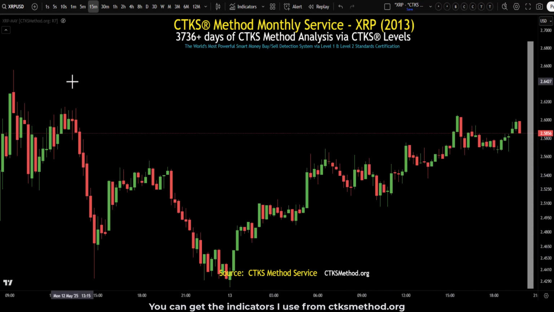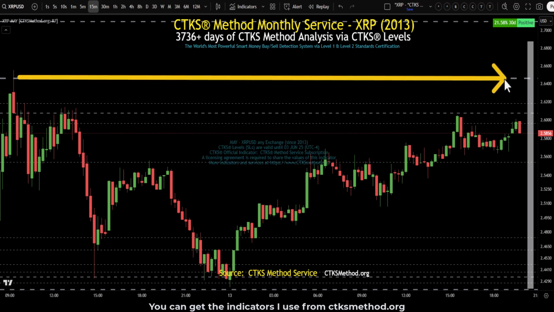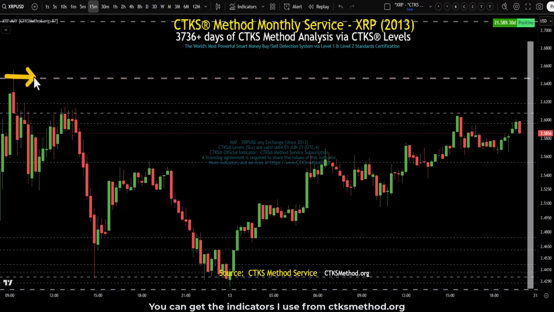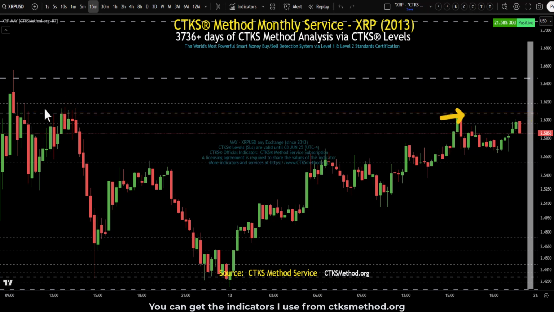Okay, looking at XRP, what can you tell from this? Pretty much nothing. So when we mark up the standards, level 1 and level 2, and we pop that on, what we can see is a lot of structural overhead resistance that was rejected. When we tried to get above this structure, it's been rejected multiple times. Now, does this structure change throughout the month? No, it doesn't. This structure is drawn at the start of the month and it remains in effect for the rest of the month until the new month.